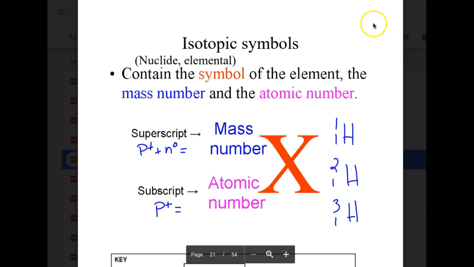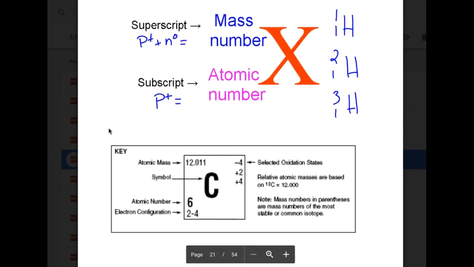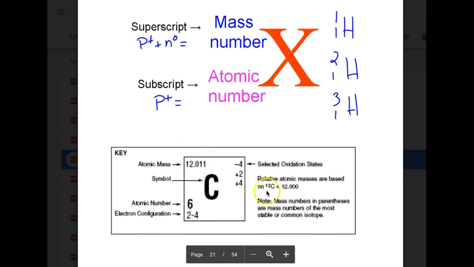And we call the number on top the superscript and the number down below the subscript. So just a reminder, and then X right there represents the symbol. So you definitely need to know this. And just a reminder of the key here that tells you that it's relative to 1/12 of a carbon-12, 1 AMU there.